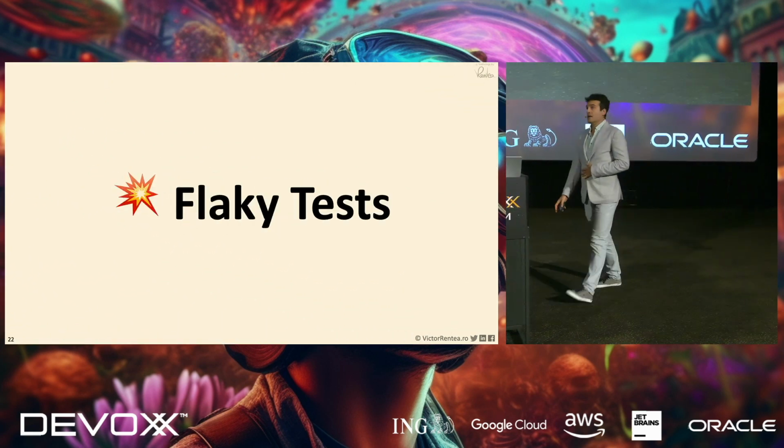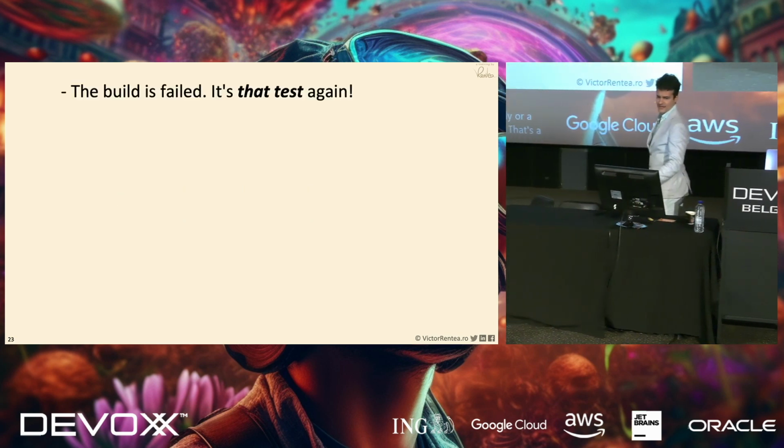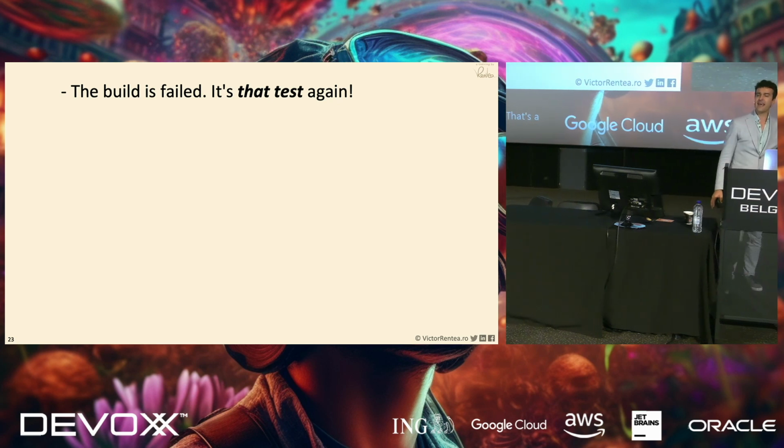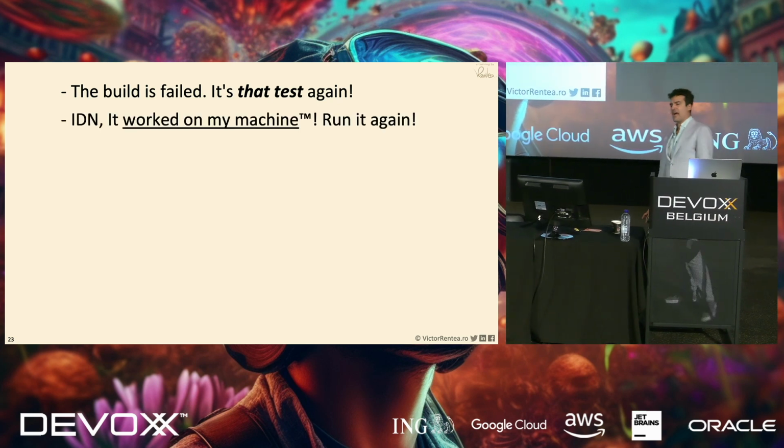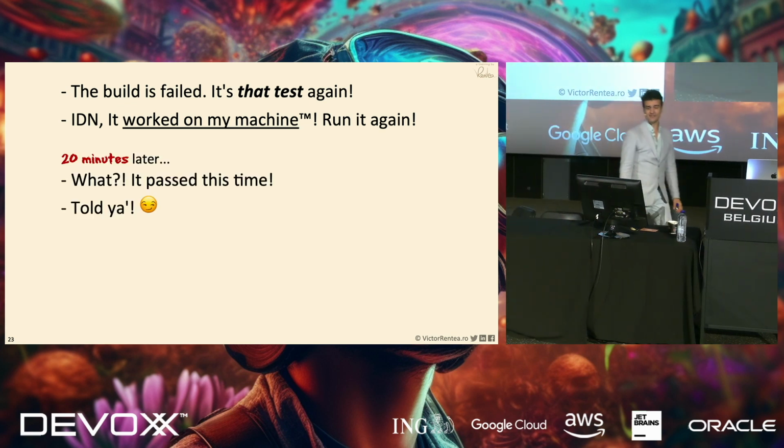Okay. Right. Now, flaky tests. That's a very nasty beast. The build is failed. It's that test again. I don't know. It works on my machine. Run it again. 20 minutes later. What? It passed this time. Told ya.